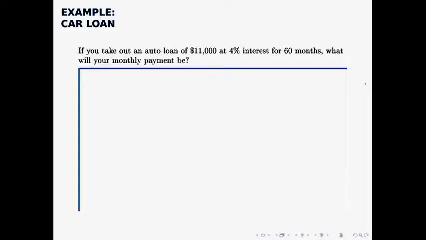Here's a simple installment loan problem. If you take out an auto loan of $11,000 at 4% interest for 60 months, what will your monthly payment be? For installment loans, the formula looks like this.